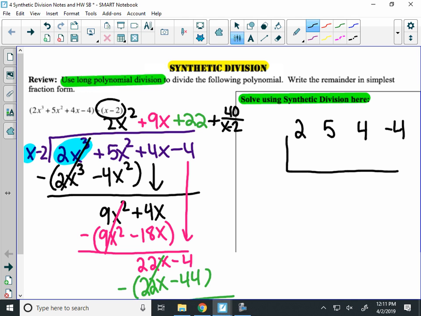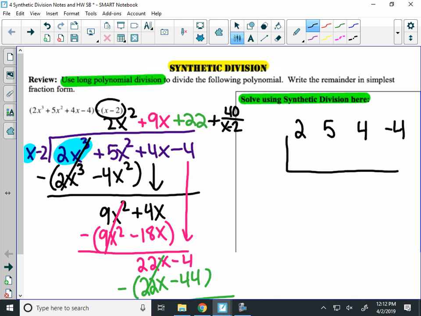Then outside of the box, we're going to put what we're dividing by. Well, we're dividing by x minus 2. Now, however, we're not going to write x minus 2 out the front. Our goal, remember with division, is to decide if x minus 2 is a factor, right? So if we could factor out x minus 2 from the polynomial.